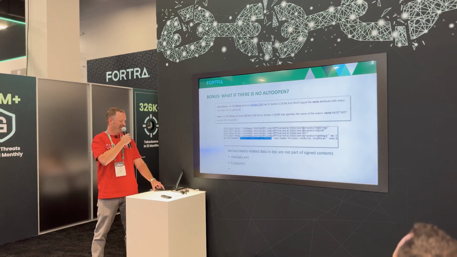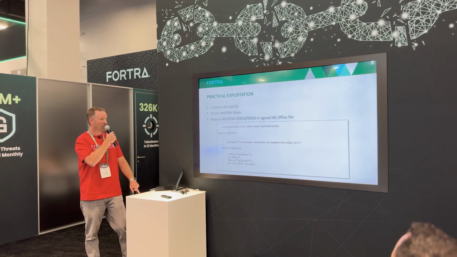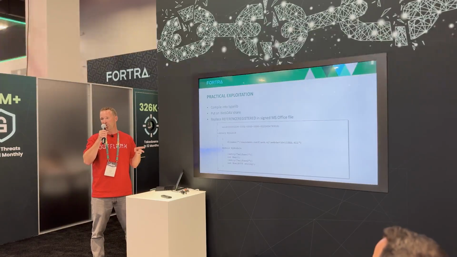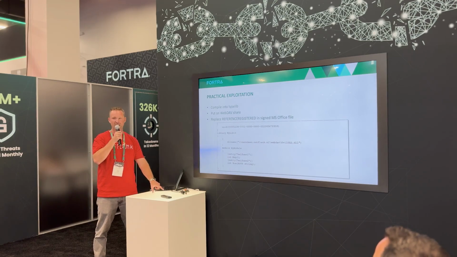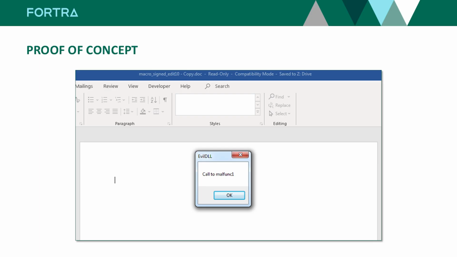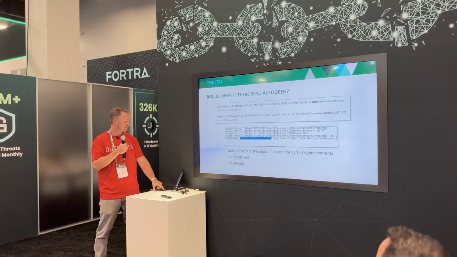So what can we do with this? In practice, what we're going to do is we are going to compile this interface in a type library where we say we have this DLL where the function message and the function box are defined. Compile this to a type library, swap out the type library in the original macro file, and by default there are always 3 type libraries in there, so there's always an opportunity to do this, and we will have successfully backdoored the file, which you see here with a very lame example with a call to malfunc1.